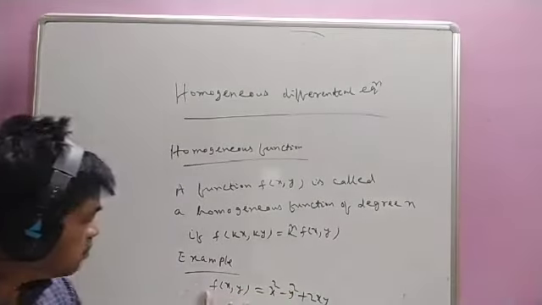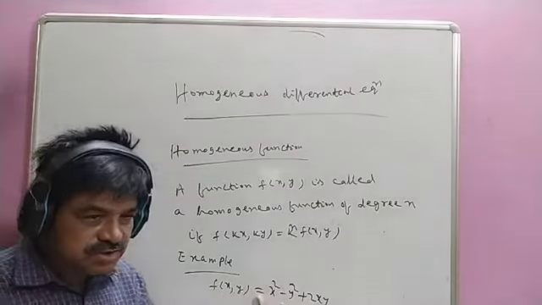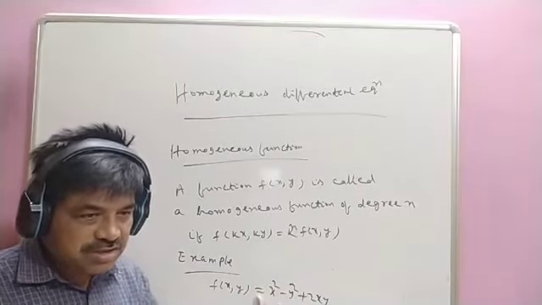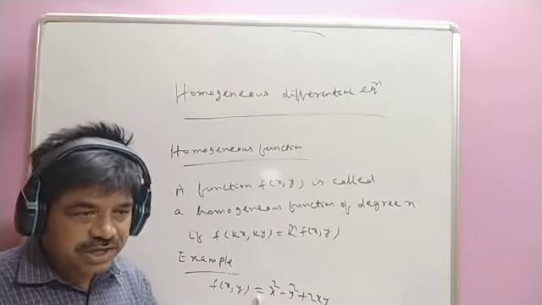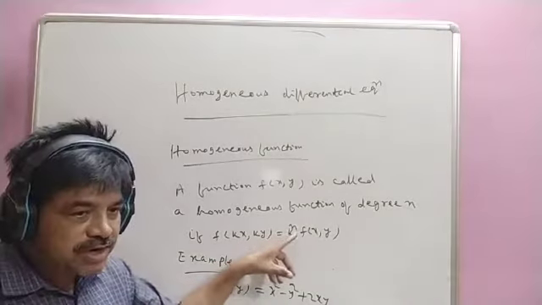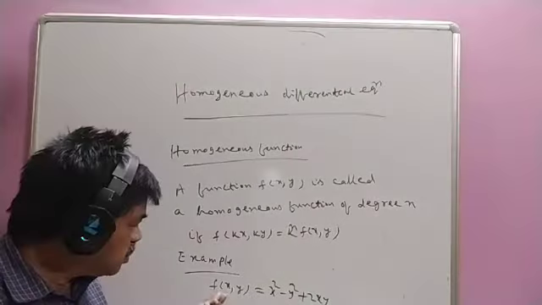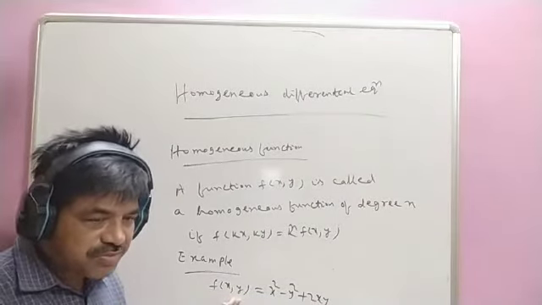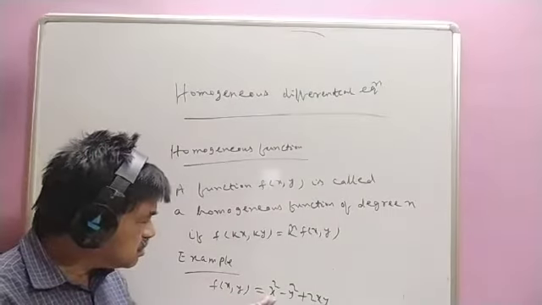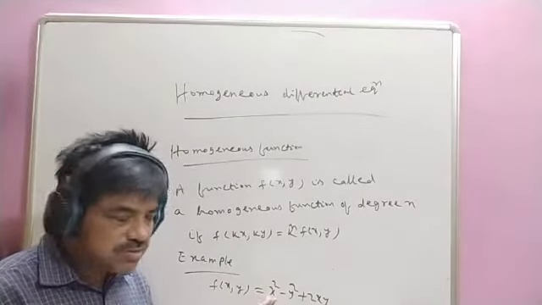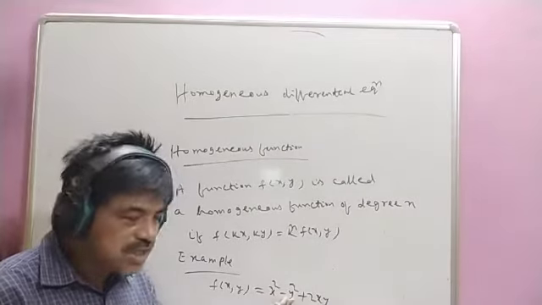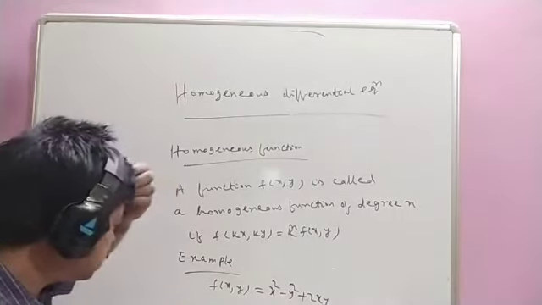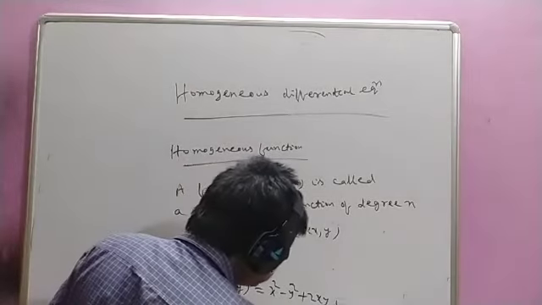So let us take one example. Suppose f(x,y) is this much. Let us check whether it is a homogeneous function or not, and if it is, then what is the degree? If it is expressed in the form k power n, the degree is n. So what will we do here? Replace x by kx and y by ky. So x will be kx, whole square; y will be ky, whole square; plus 2 into kx into ky.